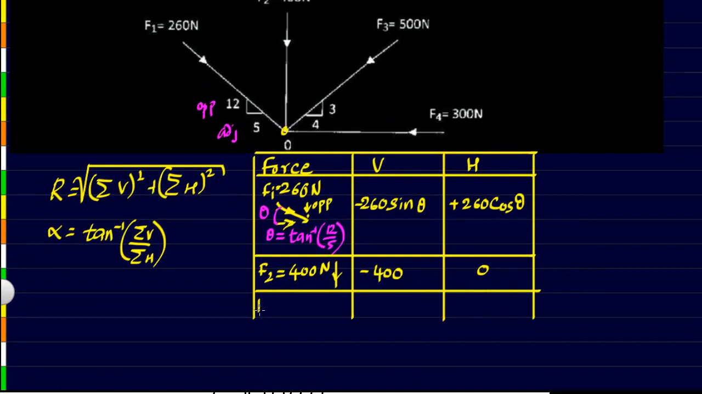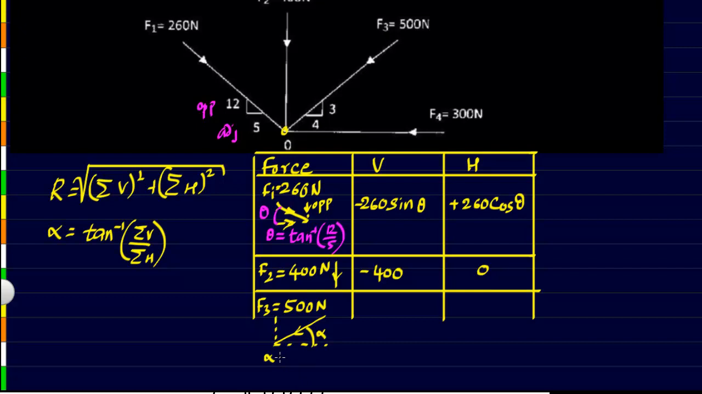Then let's go for the next force F3, that is 500 newtons. You can see here in the diagram, it is directed like this towards the left. Once again we'll be finding this angle. Let us say it is alpha, and that alpha again we'll have to find using tan inverse.